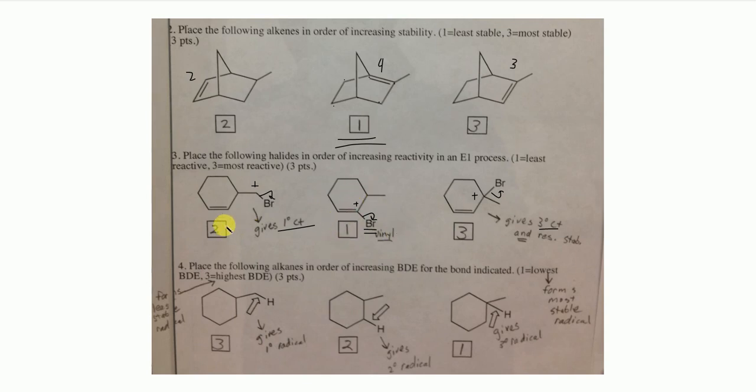So this is going to be 1, this is 2, and this is 3. Okay, so if you're ever forming charges on a double bond, that's really undesired, unfavorable. Okay, let's look at number 4.